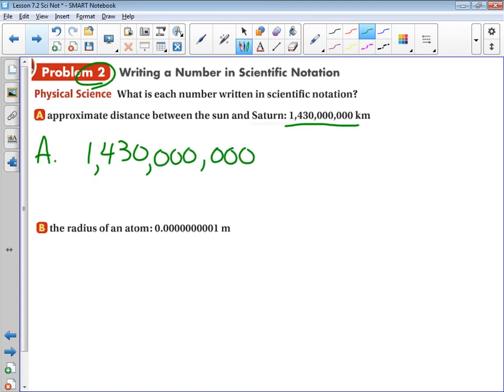I'm just going to write 1,430,000,000. This is a really big number. It's a really big whole number, and at the end of every whole number is where you'll find the decimal point. And where I want it to be is between the first and second digits, non-zero digits. So I have to move it from the right-hand side to where the arrow is. How many times does that take me to move it? 1, 2, 3, 4, 5, 6, 7, 8, 9. So this number written in scientific notation is 1.43 times 10 to the 9th, and that's kilometers.